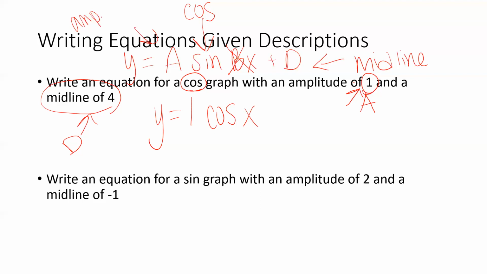X, we're not going to worry about that. B, we haven't talked about frequency yet. And then adding in our midline, our d value, which is 4. So this equation is y equals 1 cosine of x plus 4.